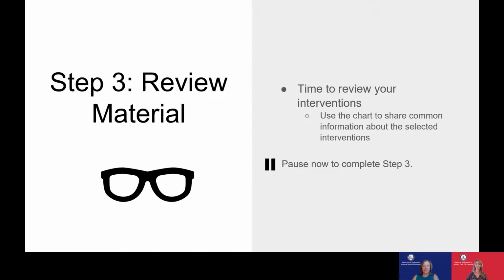Now that you have an idea of what is needed, it is time to review the interventions. In step 3, you will review available information to better understand how well each evidence-based intervention under consideration would fit into the context of your educational setting. Use the chart in step 3 to share critical information about each selected intervention. The chart allows for comparison of critical elements across the selected tools. The more information provided for each tool will better help you in determining which one would be the best for your current situation. Once you have your chart completed, please resume the video.